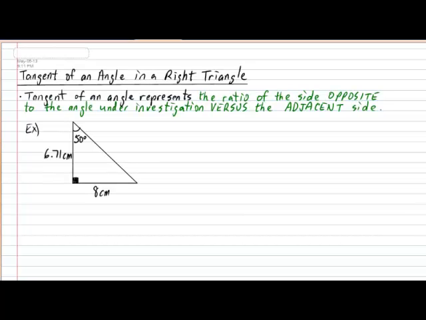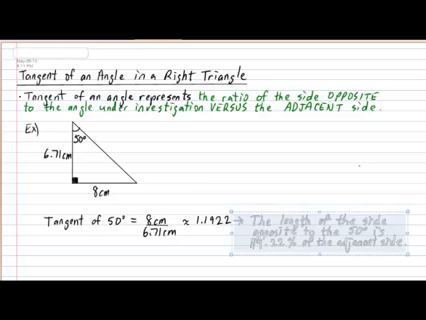In this example, the angle under investigation will be the 50 degrees. This means that, according to the definition of the tangent of an angle, the tangent of 50 degrees will be equal to the ratio between the side that is opposing the 50 degrees, in this case the 8 centimeters, versus the side that is adjacent to the 50 degrees, in this case the 6.71 centimeters, thereby producing a result of approximately 1.1922. Now what does this mean?